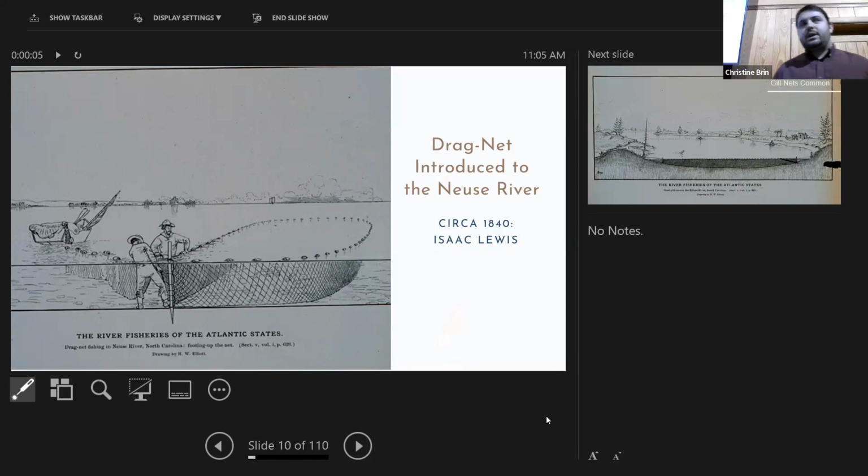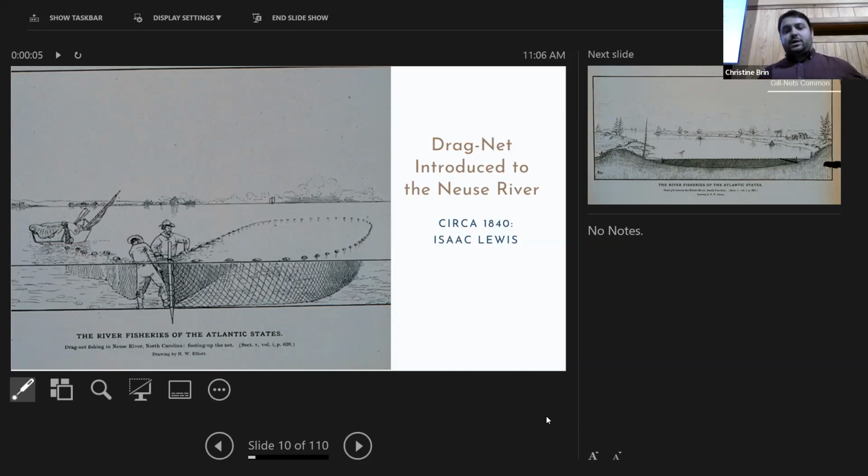And one of the reasons why Isaak Lewis came to my attention is because he is noted as being one of the first professional commercial fishermen on the Neuse River. A federal fisheries report says around 1840, but it's probably about 1836, is when he went into business, and he's credited with bringing the dragnet from Carteret County to Craven County on the Neuse River.